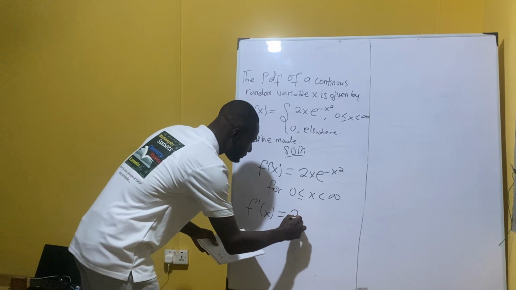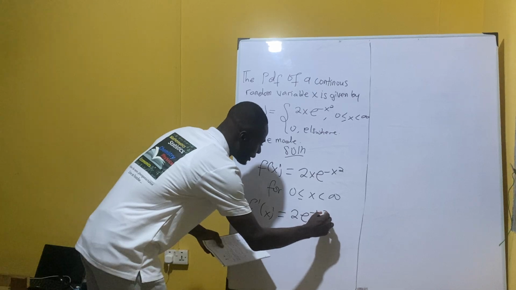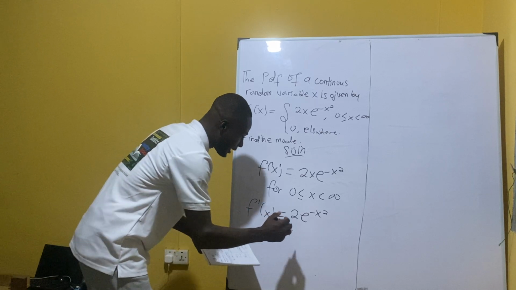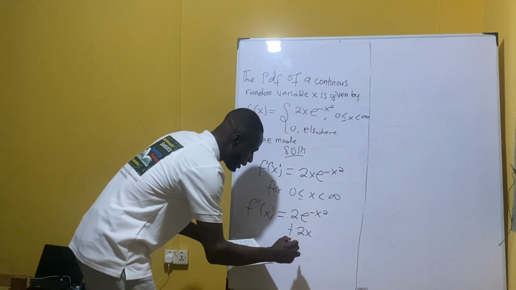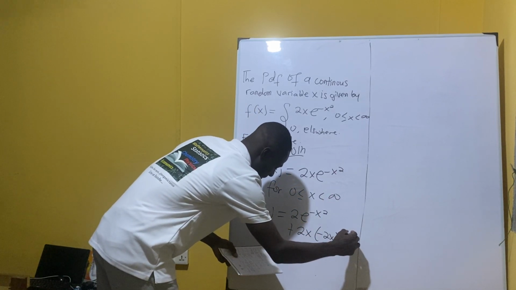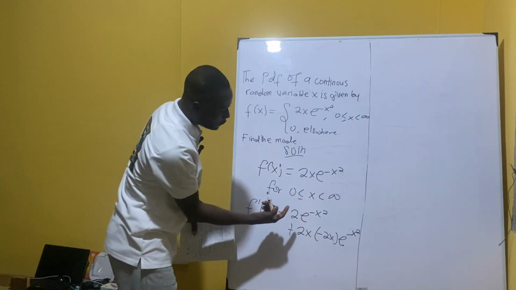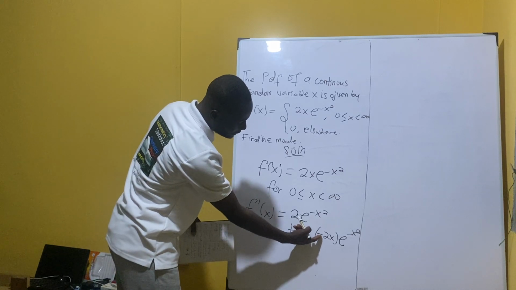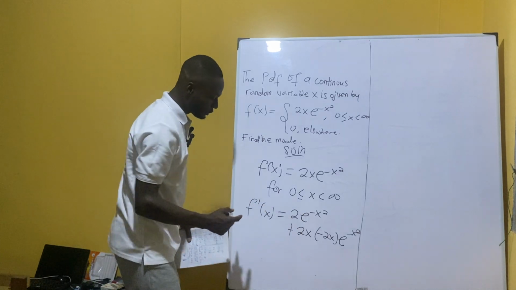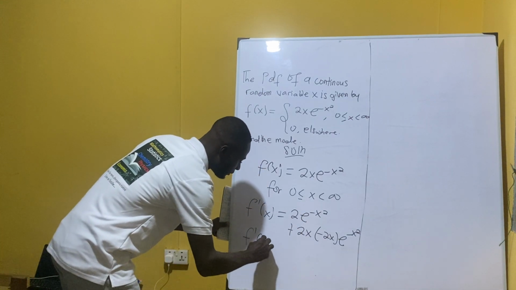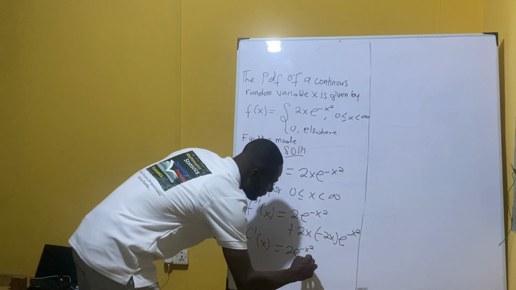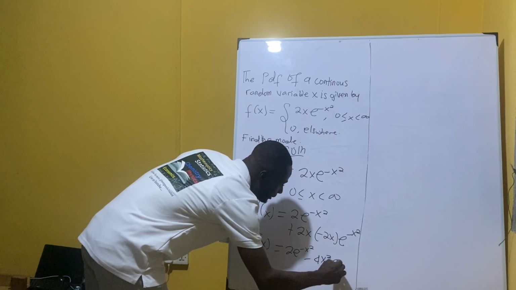We have 2 e^(-x^2) plus 2x times -2x e^(-x^2), because when you differentiate the exponent, it's going to be -2x. And the first part, when you differentiate the x, we have 1. And that is what we have here. So the first derivative is equal to 2 e^(-x^2) minus 4x^2 e^(-x^2).